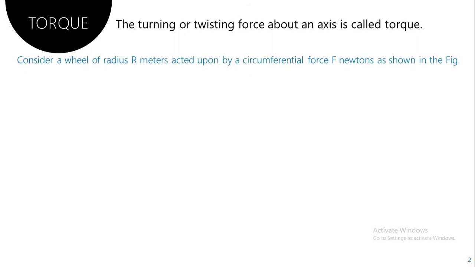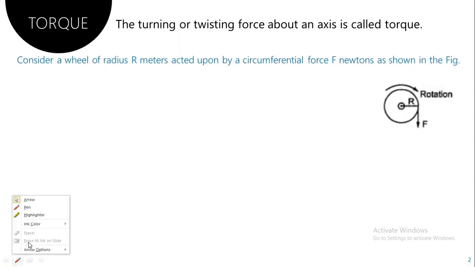Consider a wheel of radius r acted upon by a circumferential force F. If the rotation is clockwise, the force acts in one direction. If the rotation is anti-clockwise, the force acting on this wheel is in the upward direction. I hope you'll understand.